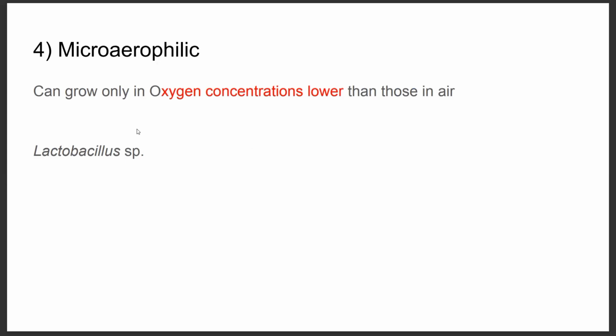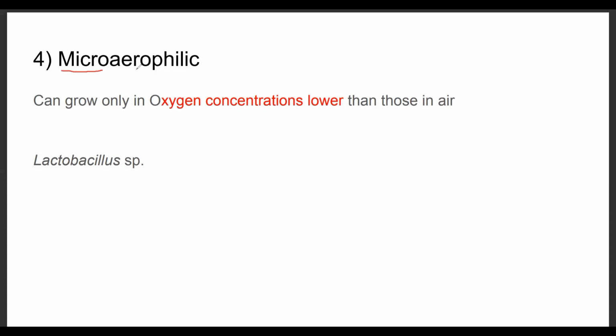Then the next and last one, microaerophilic. Here micro means little. Aero means O2, oxygen. Philic means prefer or like, right? Micro means little, little, okay? Aero means oxygen, philic means prefer. So they prefer a little amount of oxygen.